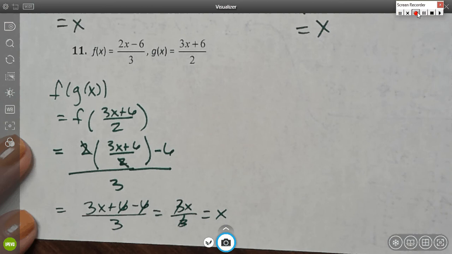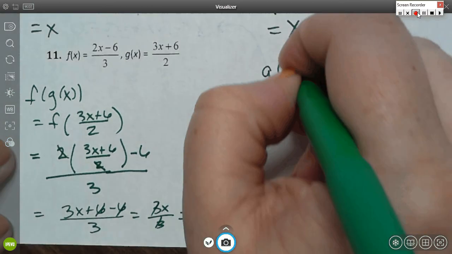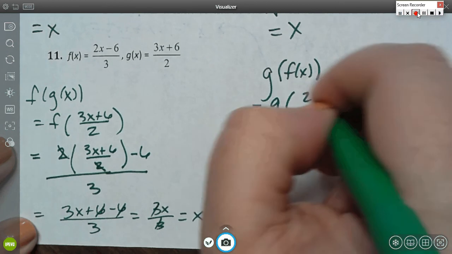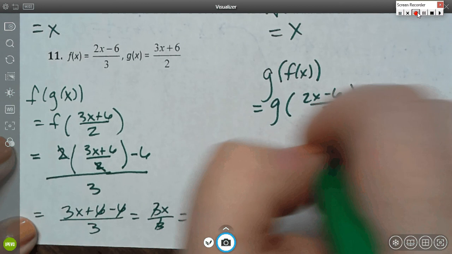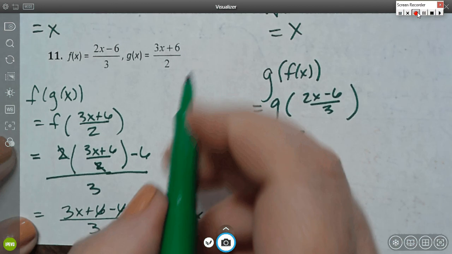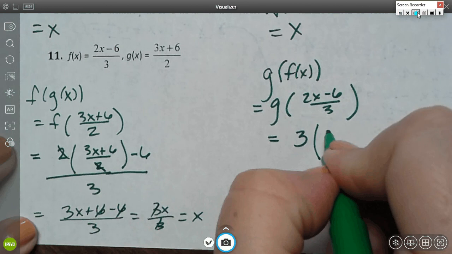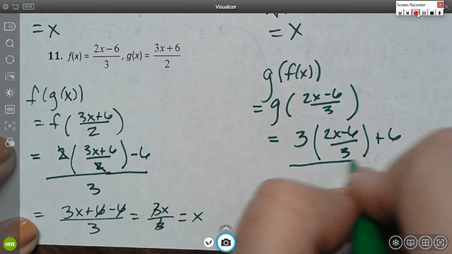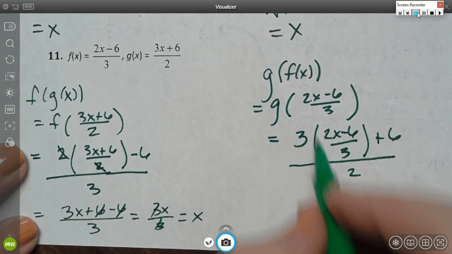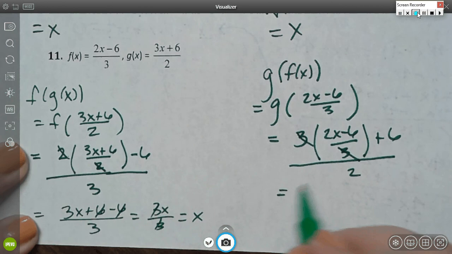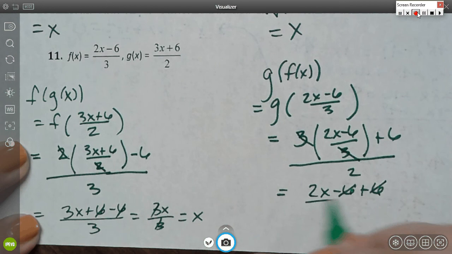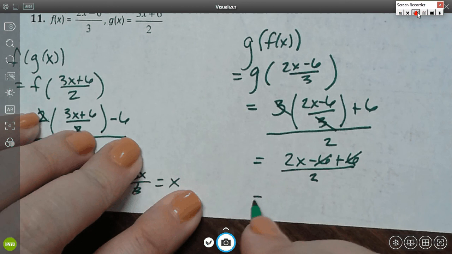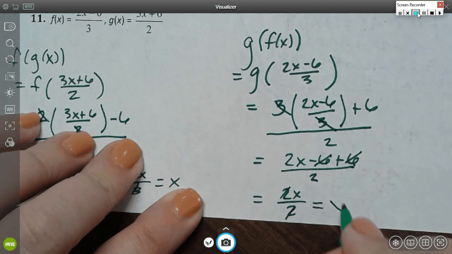All right, let's go the other direction and let's do the g of f of x. So g of 2x minus 6 over 3. So I have g is 3x plus 6 over 2, so 3 times, not x, but 2x minus 6 over 3, plus 6, everybody goes over 2. 3's cancel first, leaves me with 2x minus 6 plus 6. Oh, I forgot that's over 2. So this leaves me then with 2x over 2, and of course the 2's cancel at this point, and it leaves me with x.